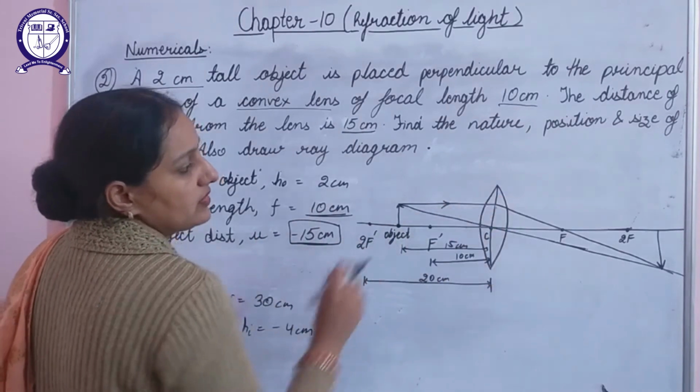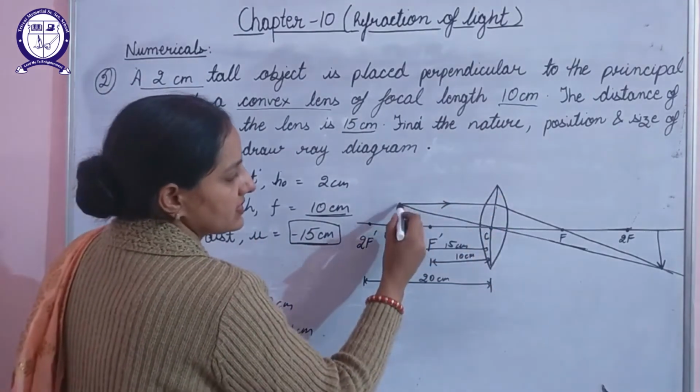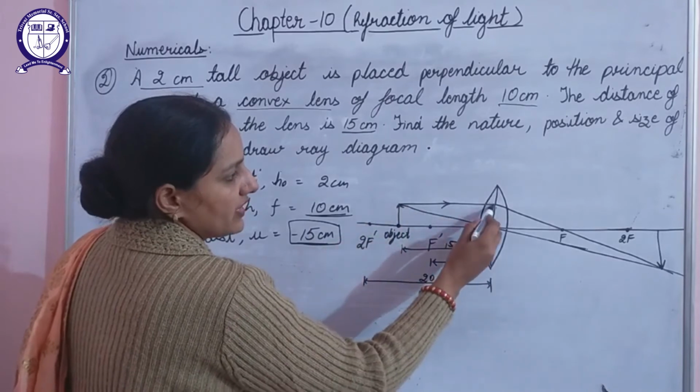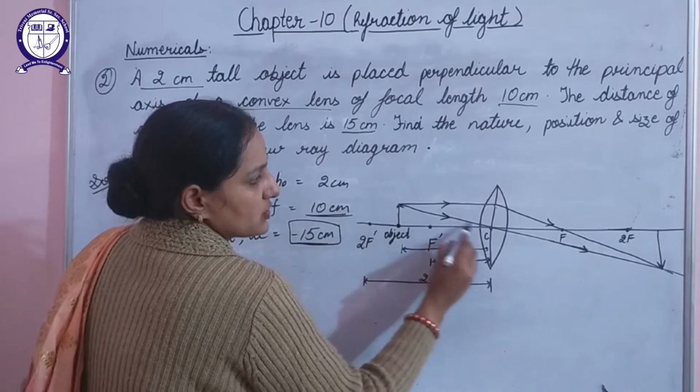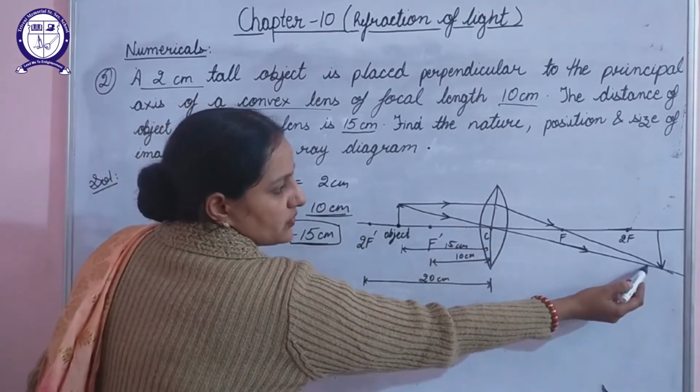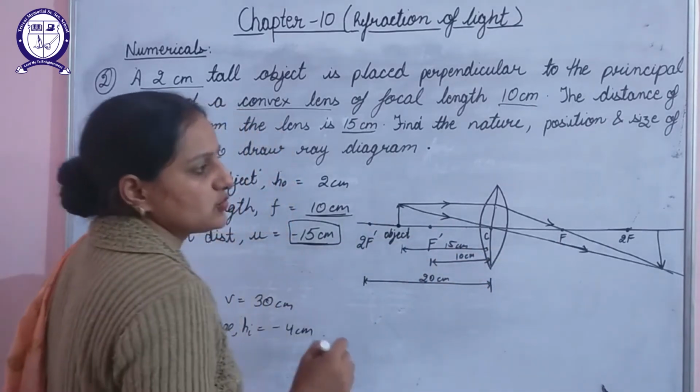So in this case, we'll draw the ray diagram when the object is placed between f dash and 2f dash in front of a convex lens. So we already had discussed about ray diagram. One ray of light will be parallel, it will pass through focus. Second ray of light will pass through optical center. The point where these two refracted rays are meeting, at that point image will be formed.